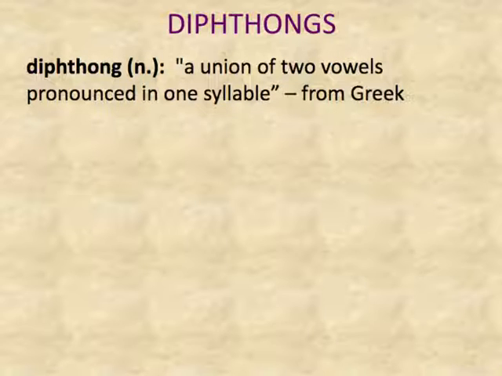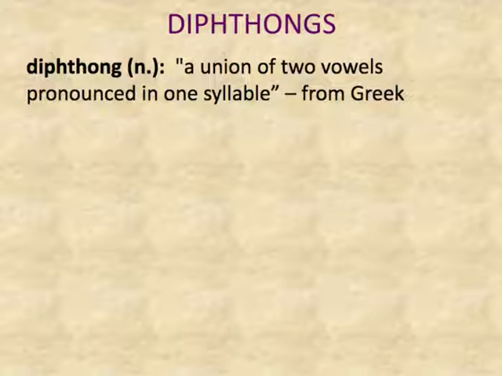Okay, now every once in a while, you're going to see 2 vowels together. And when you have 2 vowels together, they kind of smush together into a single sound. Now, these are called diphthongs. Everybody try to say that word, diphthong. Well, di kind of means 2 or double, and thong is a Greek word for sound. So a diphthong is a union of 2 vowels pronounced as 1 syllable. And it's a Greek word, which is why you see the PH-TH together. Not something we would likely do too often in English.